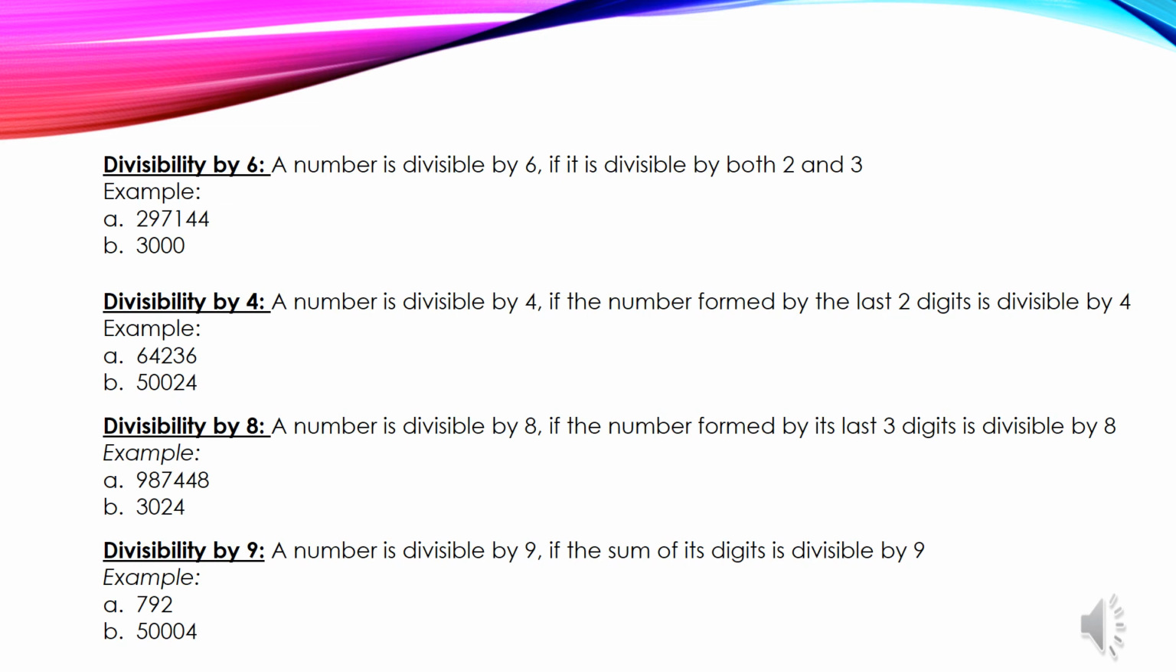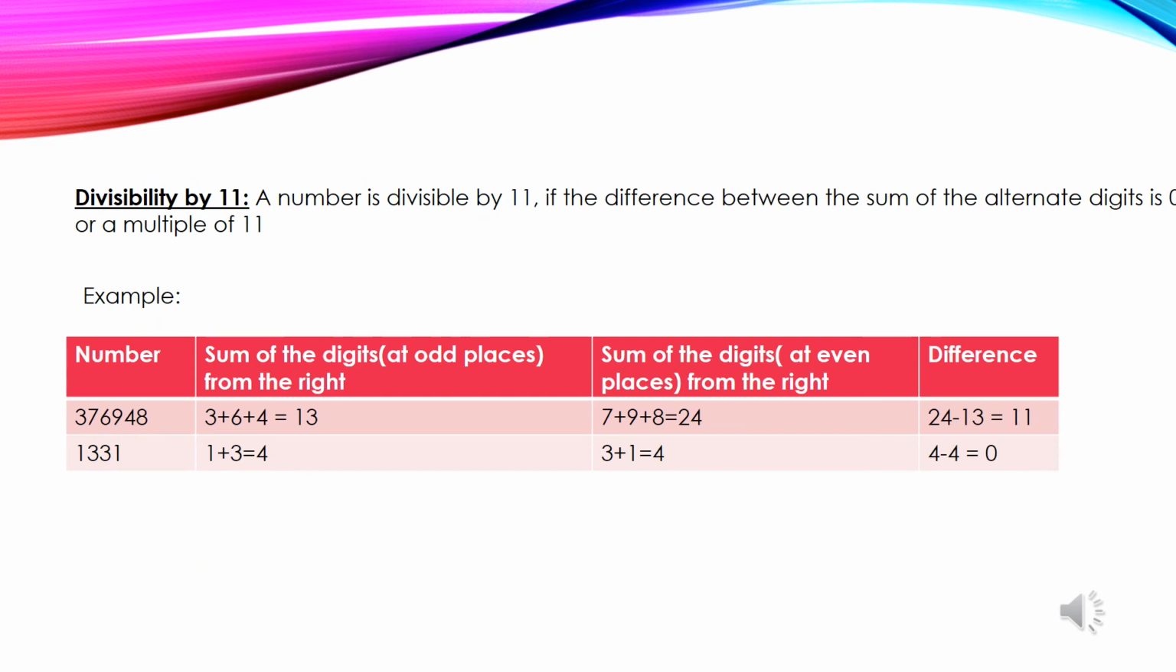In the second case, 5 plus 4 gives you 9 and 9 is a multiple of 9. So the complete number is also a multiple of 9. Okay. Now we learned the divisibility rules for 6, 4, 8 and 9 also. Now divisibility rule for 11.